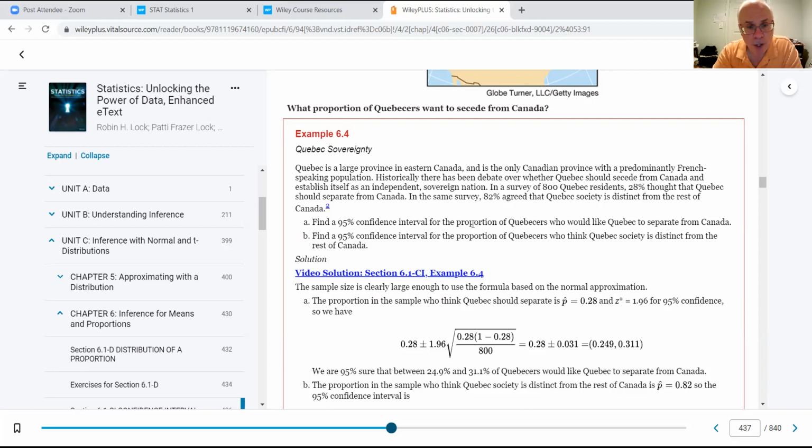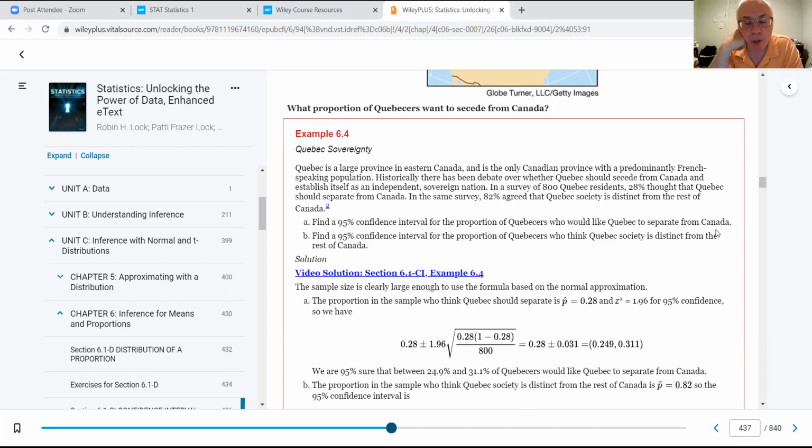So the first one says, find a 95% confidence interval. This is part A. Find a 95% confidence interval for the proportion of Quebecers who would like Quebec to separate from Canada. Right? So we do not know what every person in Quebec feels, right? We only surveyed 800 of them, and we randomly selected the 800. Hopefully that's what we did.